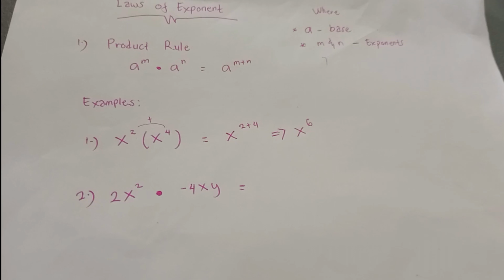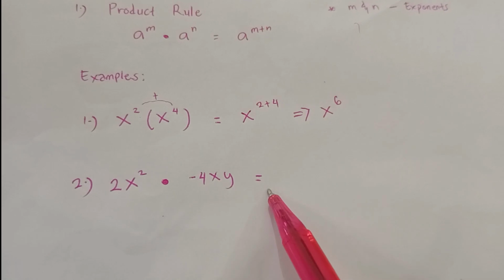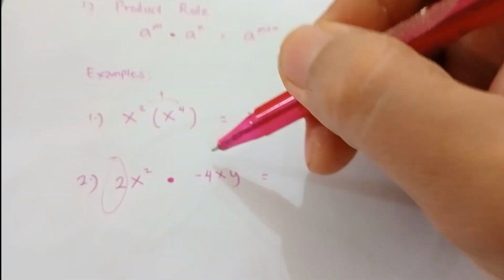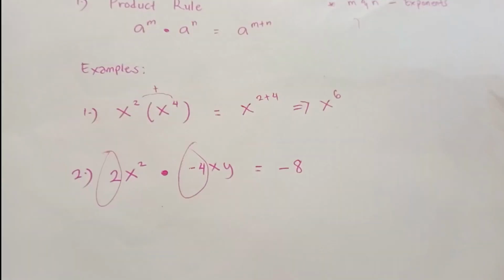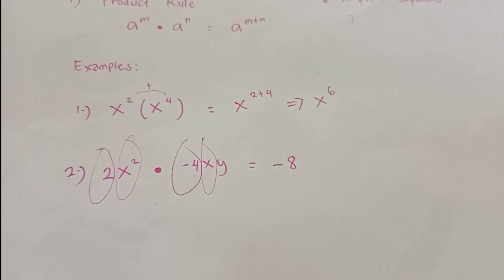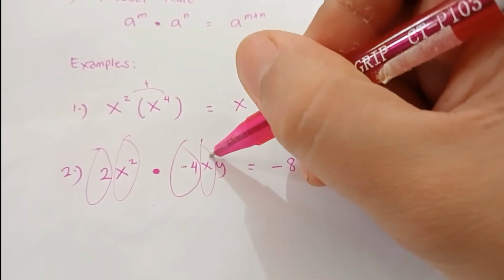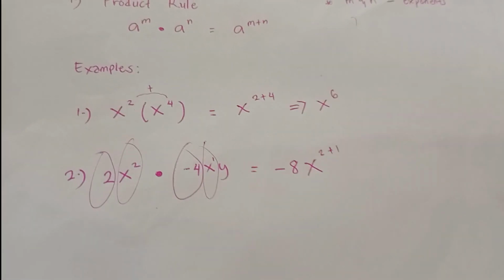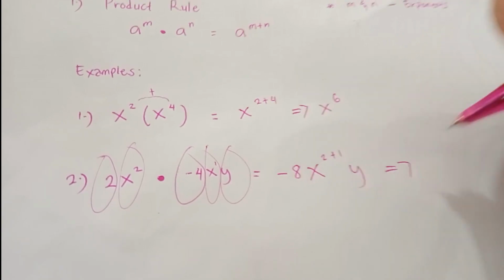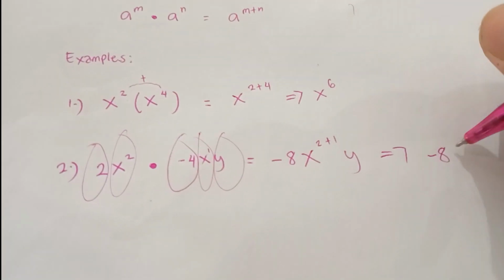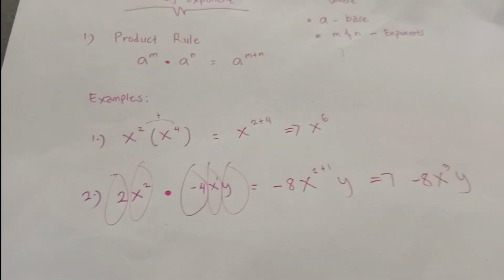Okay, let's move on to example number 2. We have 2x squared times negative 4xy. So first and foremost, multiply the numerical coefficients. We have 2 times negative 4, we have negative 8. Then multiply x squared times x. We have x raised to 2 plus 1. Bakit 1? Dahil meron niyang imaginary 1 ang x kapag x lang nakita nyo. Then copy the remaining variable y. Afterwards, simplify it. So negative 8, x raised to 3, y. So that's our final answer.